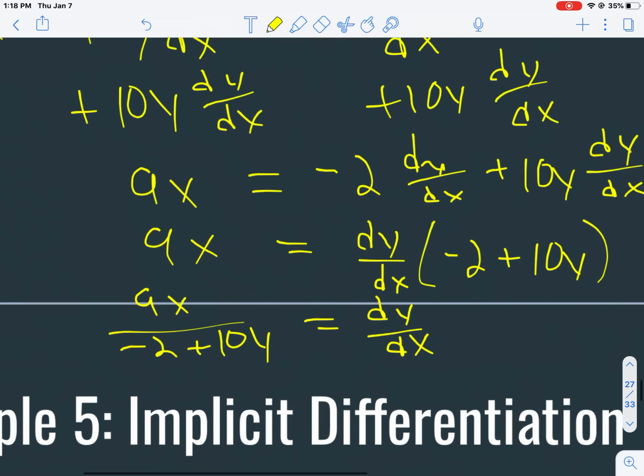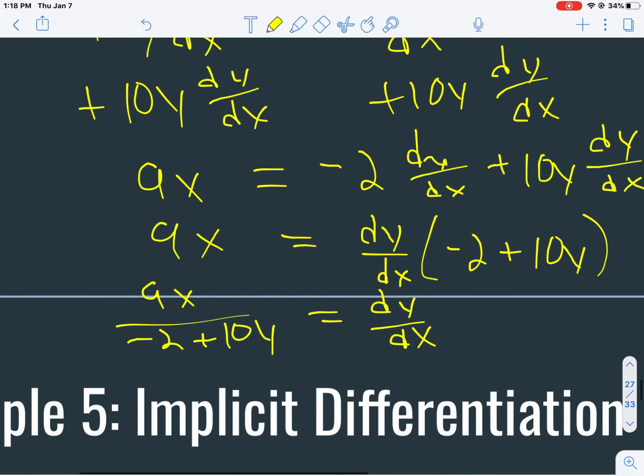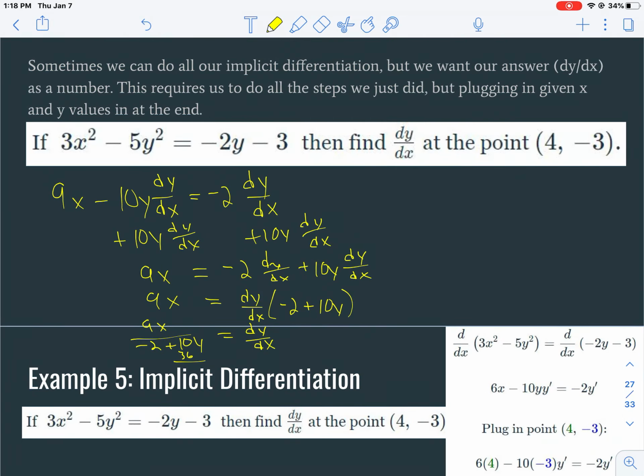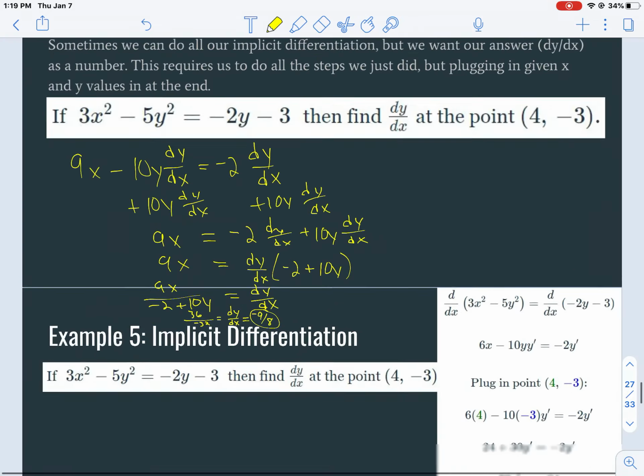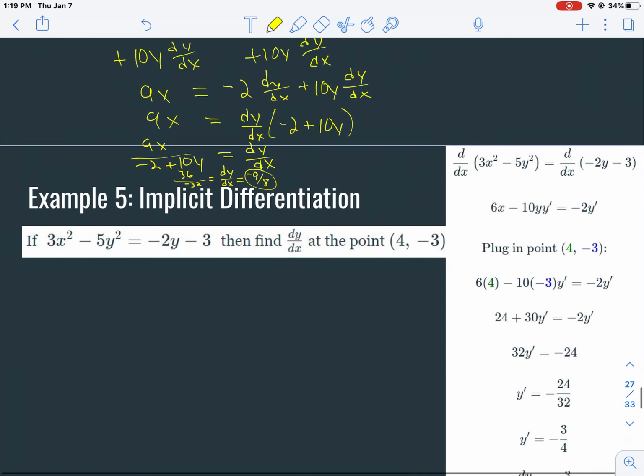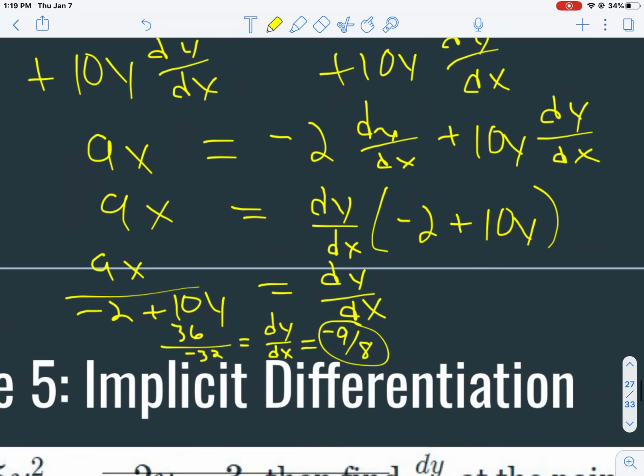And now I need to plug in. So x is 4, so that means on the top I have 36. And on the bottom, y is negative 3, so I have negative 32. Okay. That's equal to dy dx. Okay. So if I divide those both by 4, I have negative 9 over 8. So we can get a number. Okay, they got negative 3/4. Okay, so I screwed up somewhere.